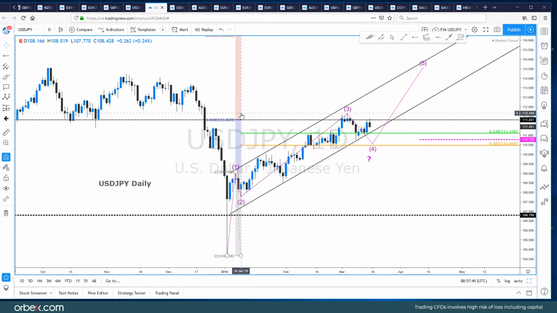Now we've got some bespoke support at 110.78. It's a weekly bespoke support, and that basically means that even if we push through it, as long as we close the week above it, then it remains quite bullish.